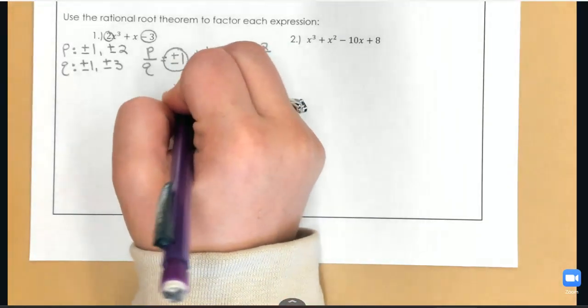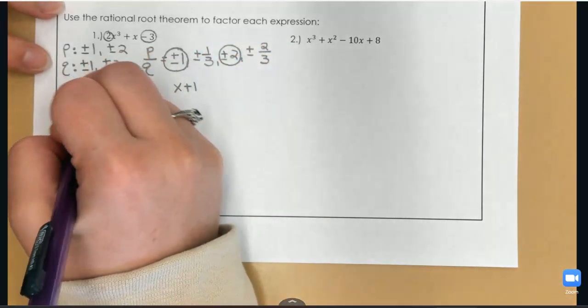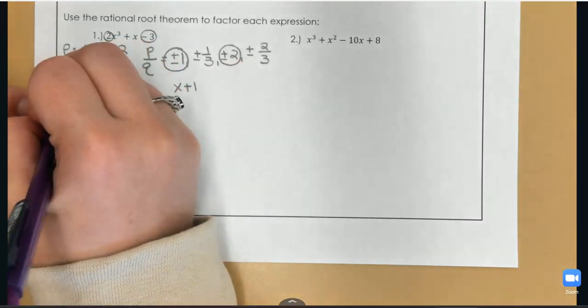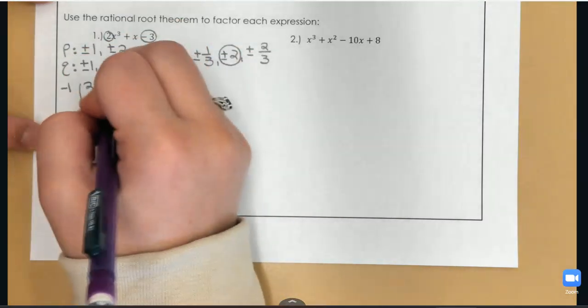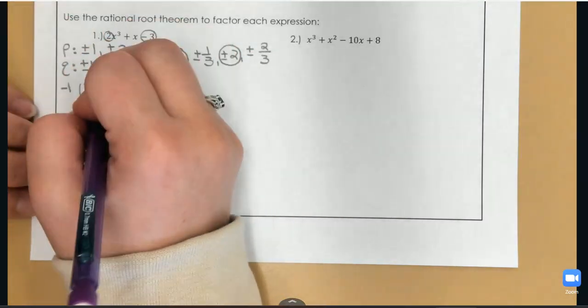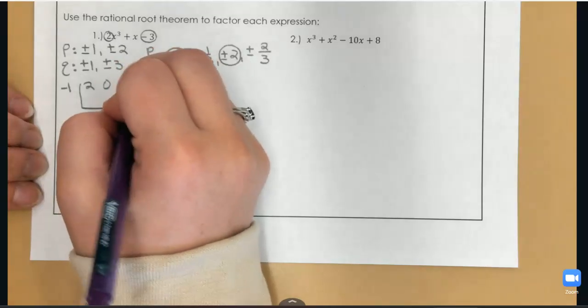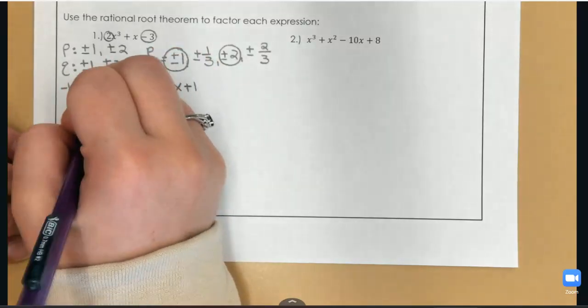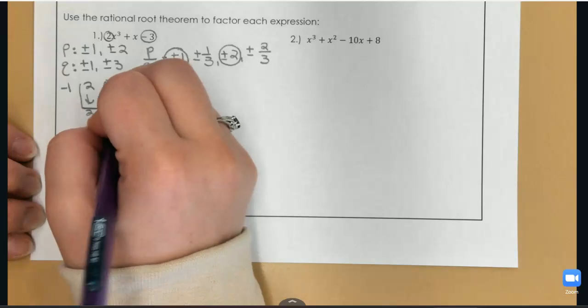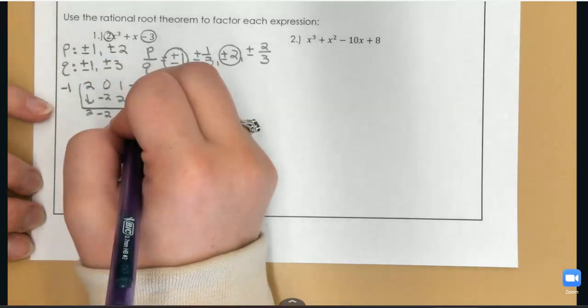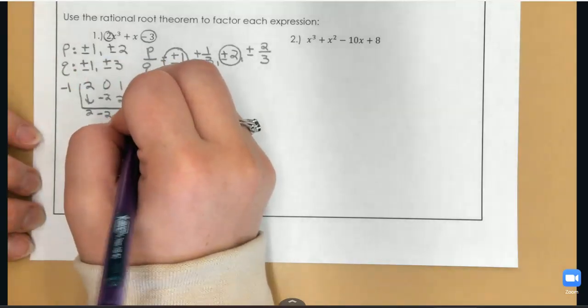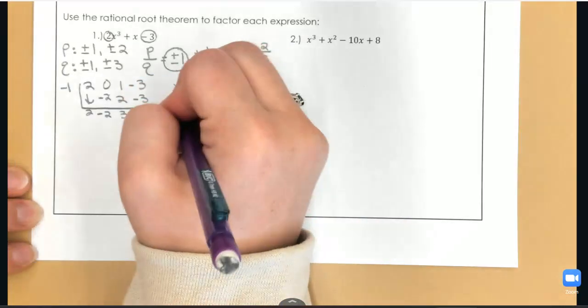If I wanted to test x plus 1, that means what would go outside is negative 1, and inside is your 2, I don't have an x squared term here, so I need a 0, 1, negative 3, and we're going to do synthetic division. And all I am looking for is my remainder. Is it 0? And it is not, so that's not a factor.